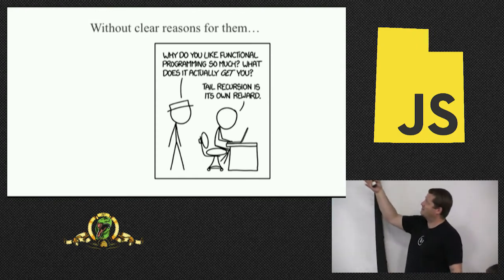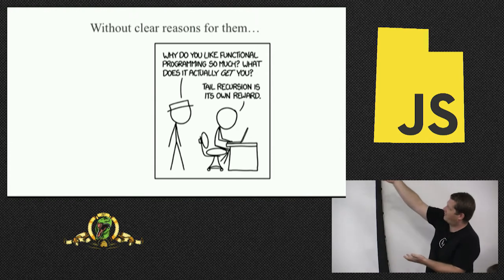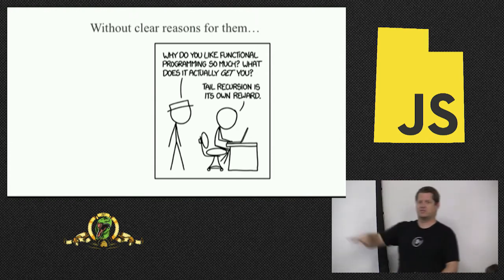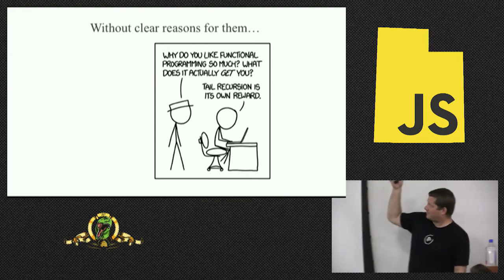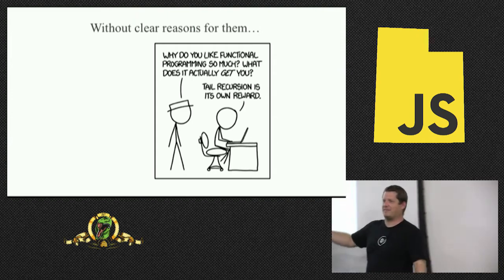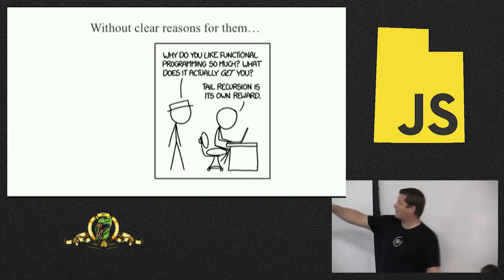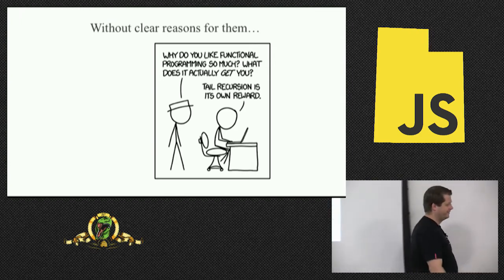But a lot of times, okay, so XKCD, if any of you don't know. So why do you like functional programming so much? Tail recursion is its own reward. This is usually what I get from functional style people. Because they don't really understand. It's a buzzword. It's something they do. They get really excited about it. So, hey, I like it. And tail recursion is hard.